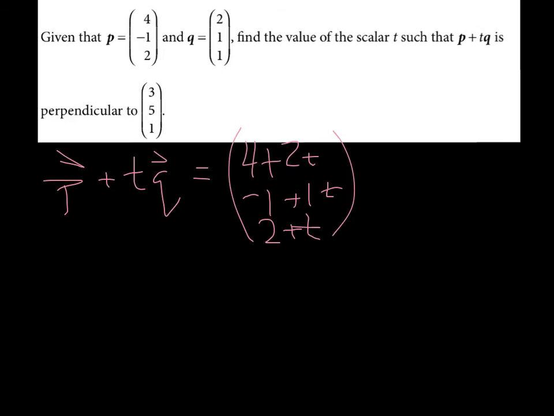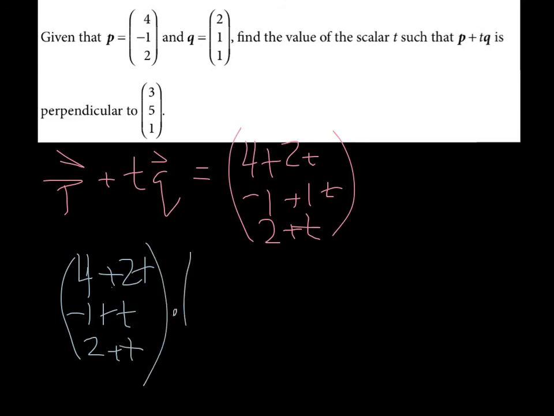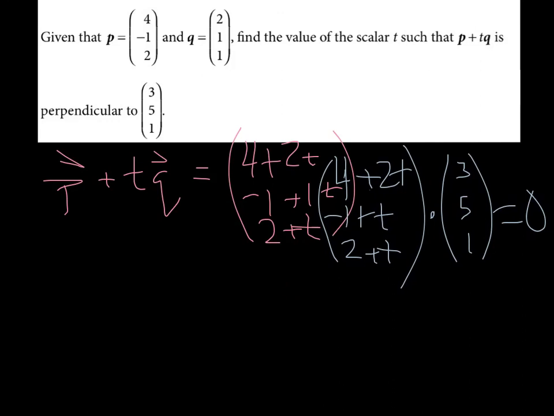And what we know, since this is going to be perpendicular to this vector, that means their dot product is going to be 0. So 4 plus 2t, negative 1 plus t, and 2 plus t, dotted with 3, 5, 1, must be 0. Okay, cool. Well, what do we do with that? So now we're going to do the dot product. We're going to expand this product, this multiplication.